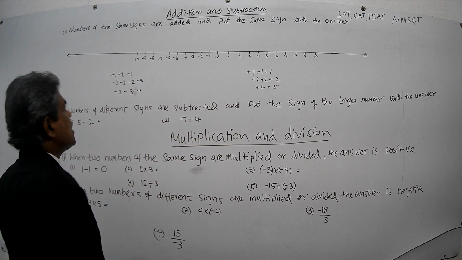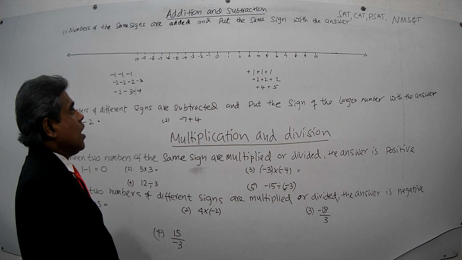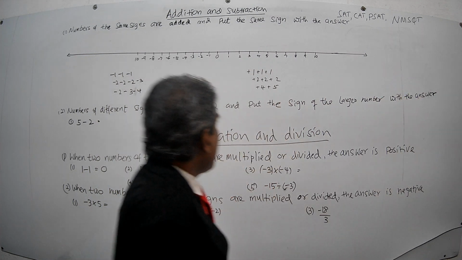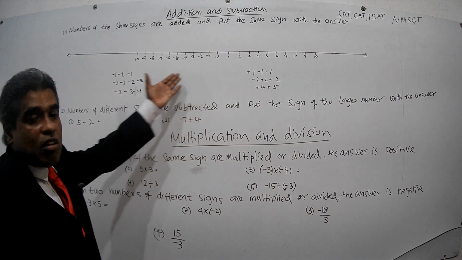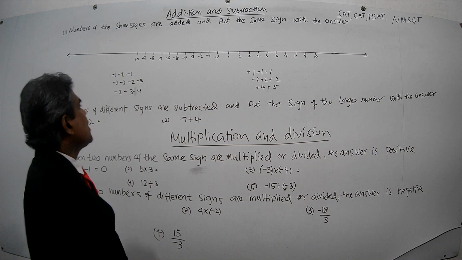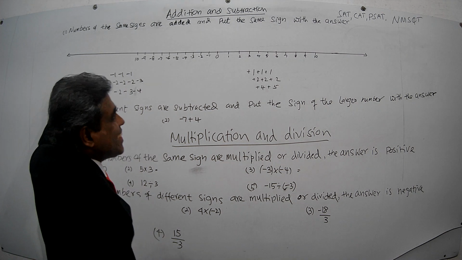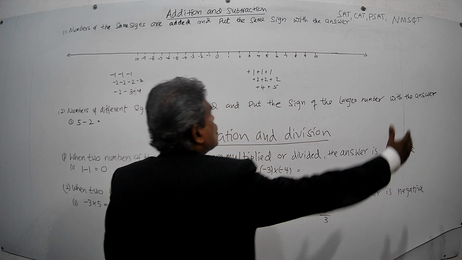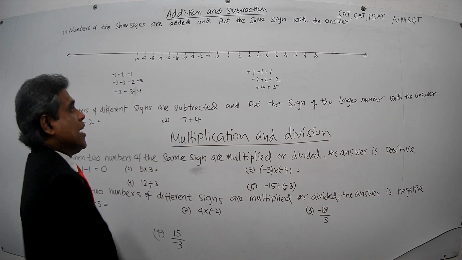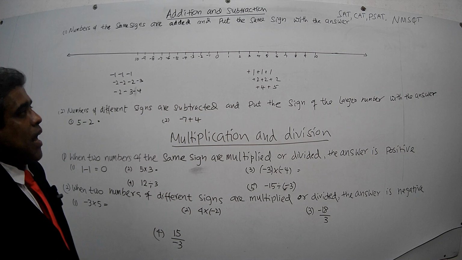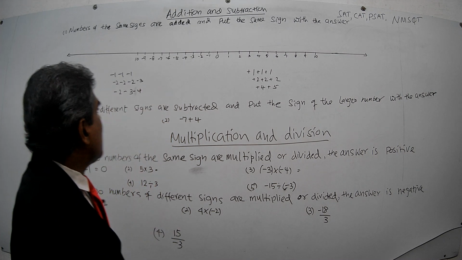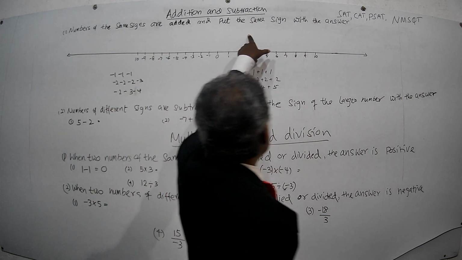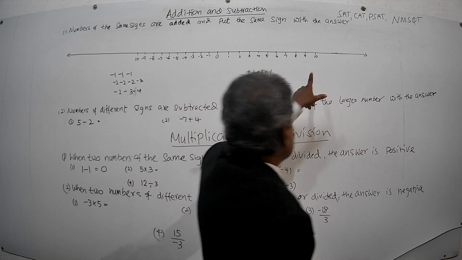In a number line, you see the positive numbers evolve from 0 rightwards, and the negative numbers evolve from 0 leftward. The value on the number line increases from left to right, and decreases from right to left. Right. That is how the number line operates. Now we are going to prove the first rule, that numbers of the same sign are added and the same sign is put with the answer, by using the number line.